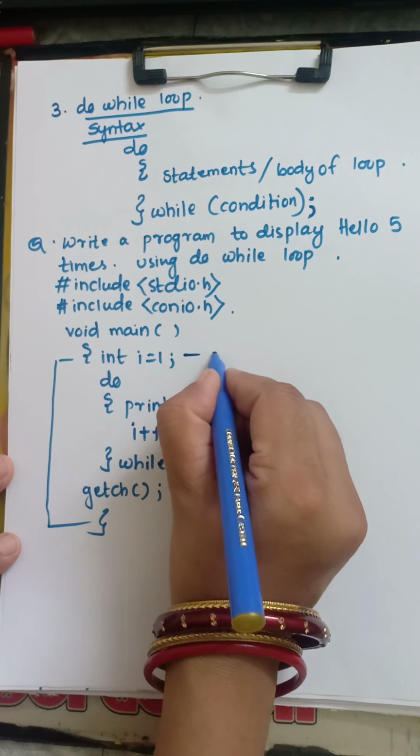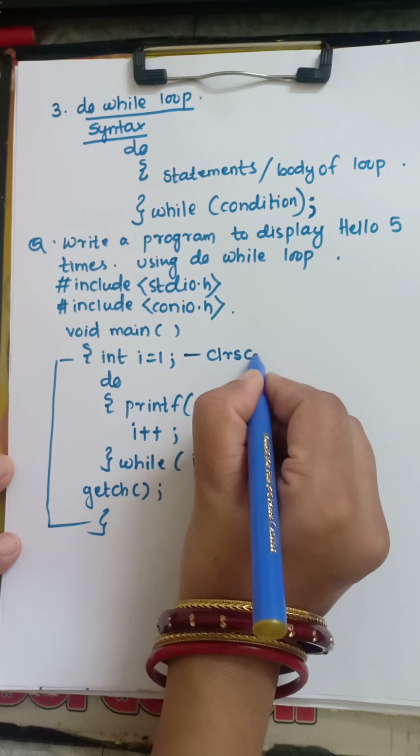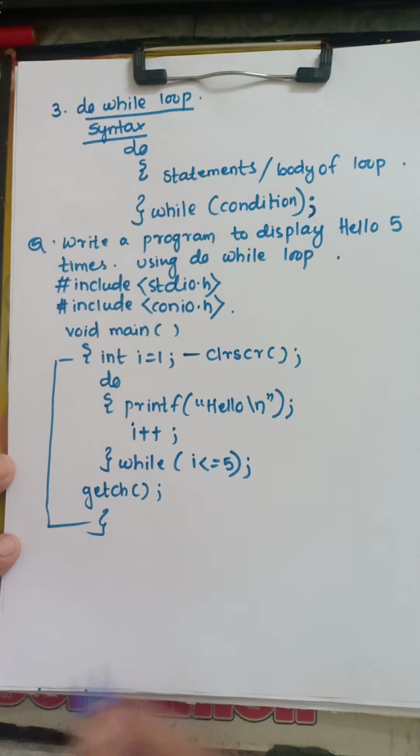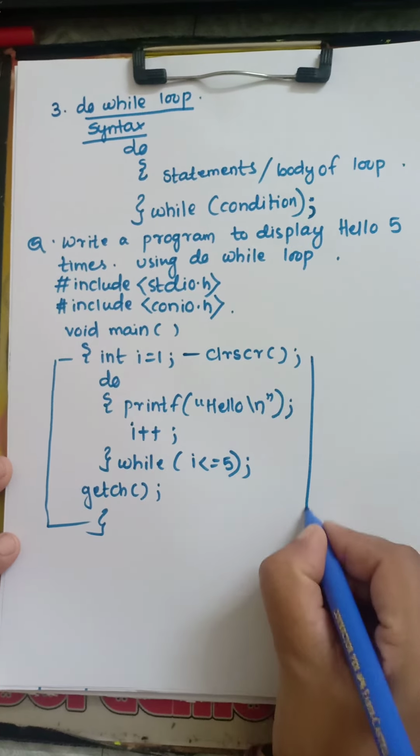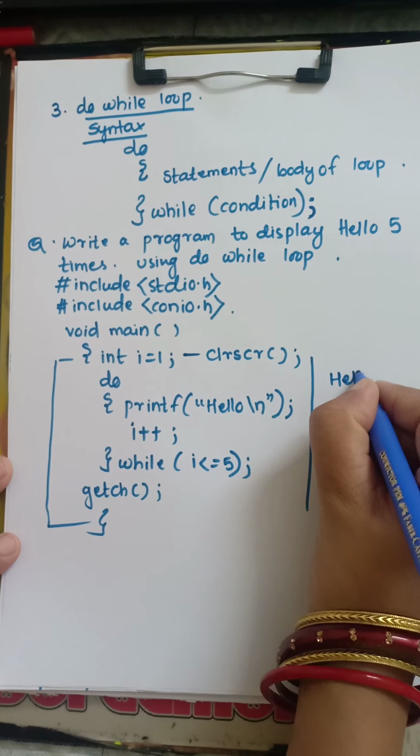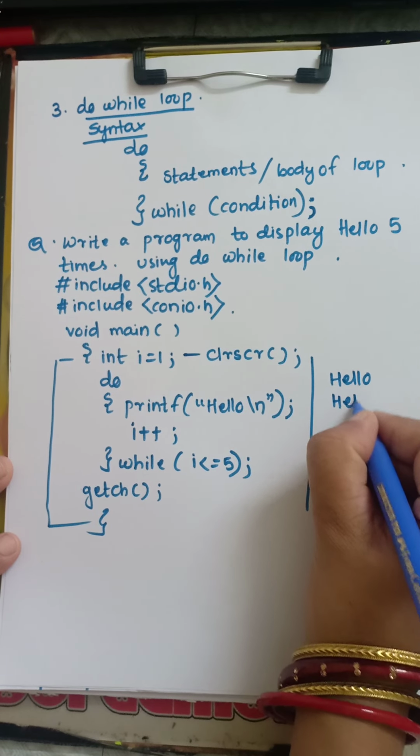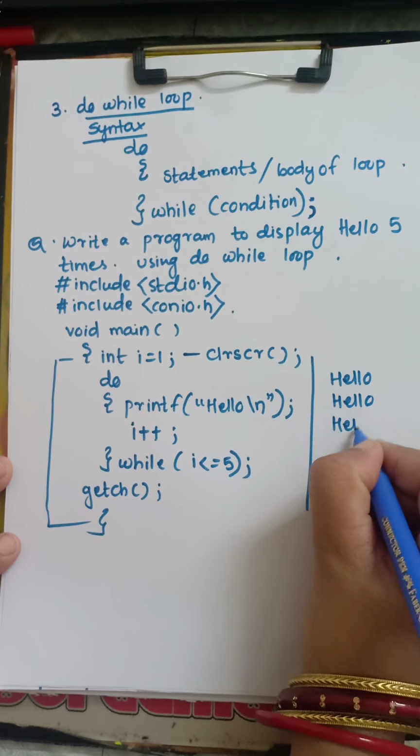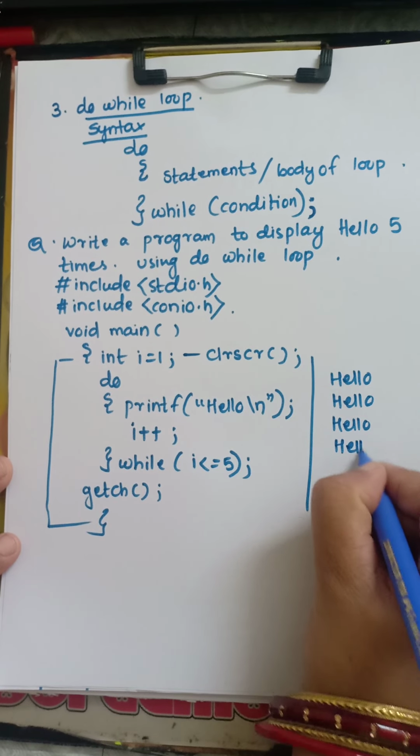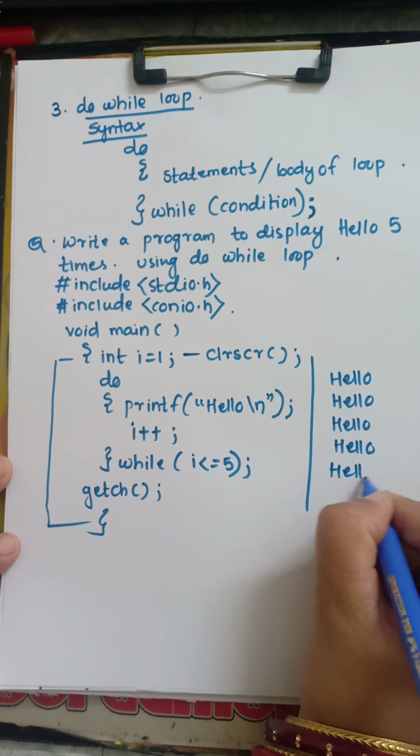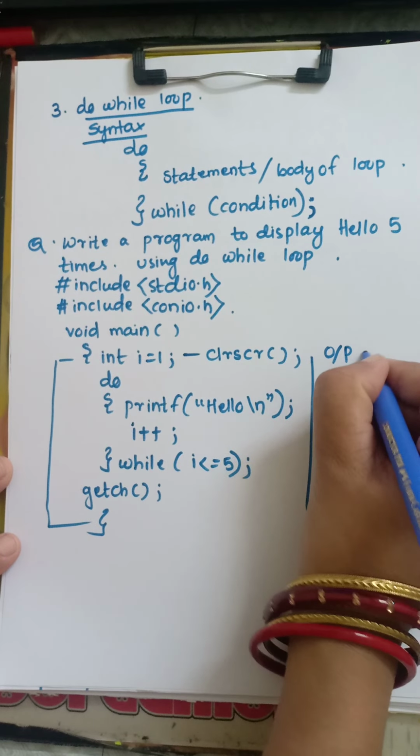Okay, and here we use which function? The clrscr function. So now what is the output of this program? Our hello is displayed 5 times. This is the output of this program.